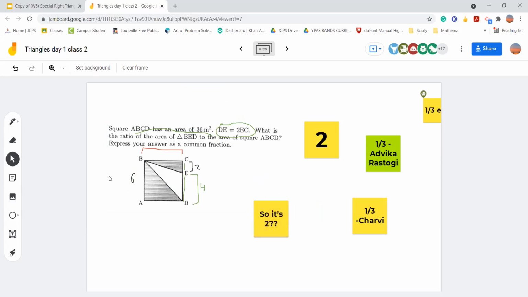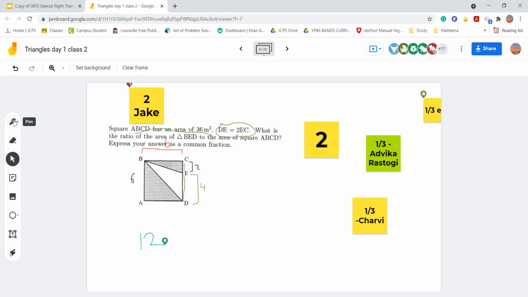Next, we want the height of the triangle, right? And the height is just BC, which is just the side of the square, which is just 6. So now we have the base and the height of the triangle. That means the area of the triangle would just be 6 times 4, and then you multiply by 1/2. So the area of the triangle would be 12.